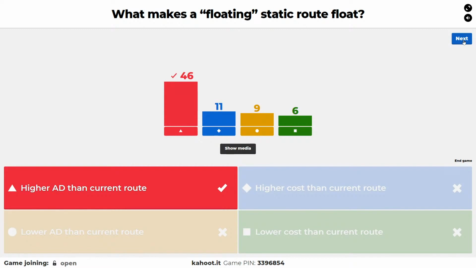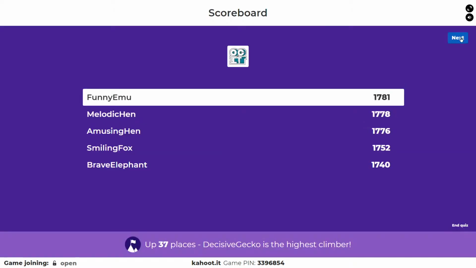That's true. All right, floating static routes have a higher administrative distance, and that's why they're floating. Fantastic. Way to go. All right, as we continue on, Amusing Hen has 2,714 points, followed by Funny Emu, and then Melodic Ken.